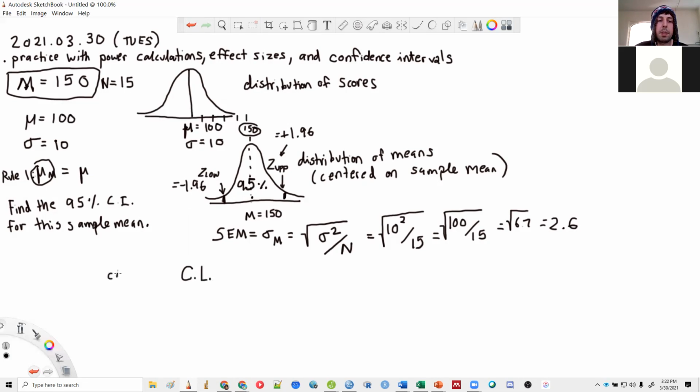Let me just write that term. I know it's confusing that we talk about a confidence interval being the range between an upper and lower confidence limit, but those are just the terms. So the confidence interval is the lower confidence limit dash the upper confidence limit. So CL lower equals the mean minus z lower times the standard error of the mean.